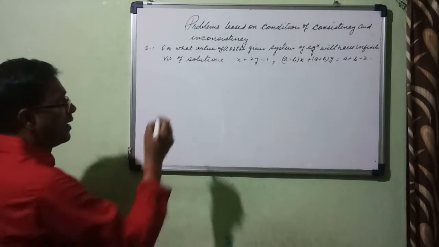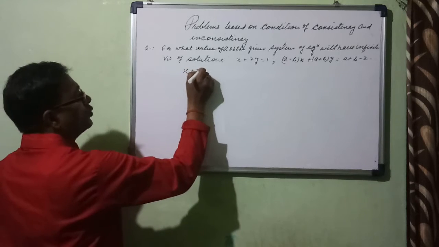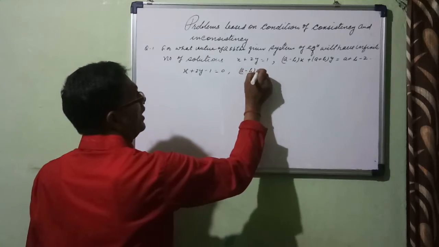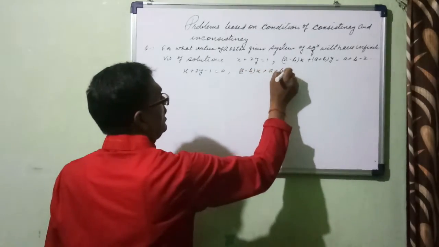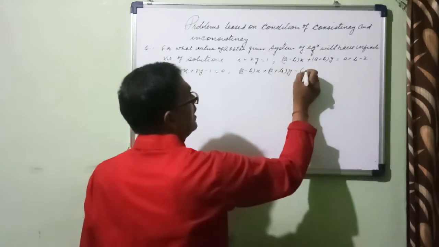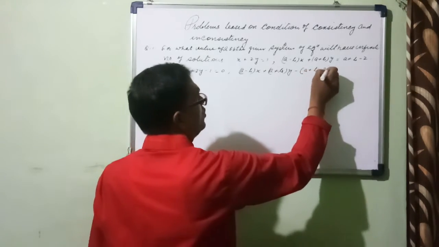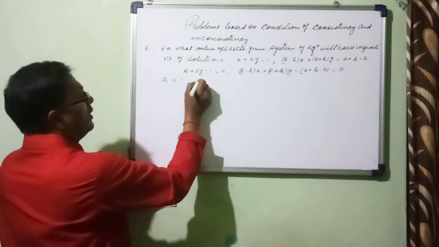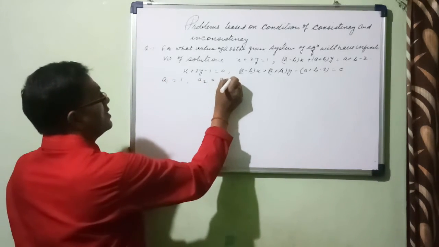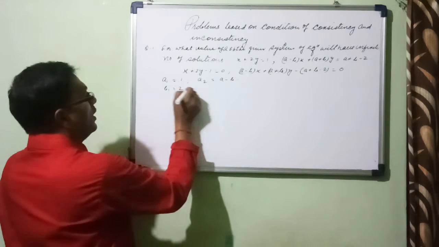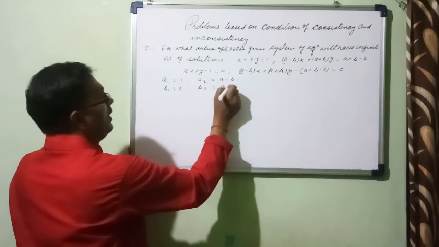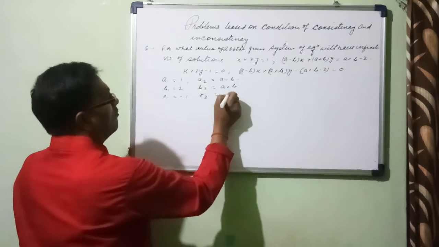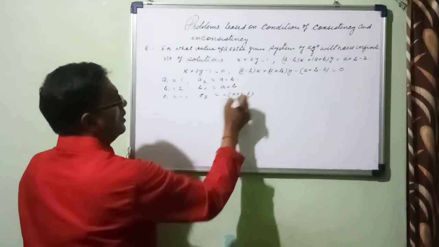Let us convert into the standard form. So x plus 2y minus 1 is equal to 0, and (a minus b)x plus (a plus b)y minus (a plus b minus 2) is equal to 0. Therefore, A1 is 1, A2 is a minus b, B1 is 2, B2 is a plus b, C1 is minus 1, and C2 is minus (a plus b minus 2).